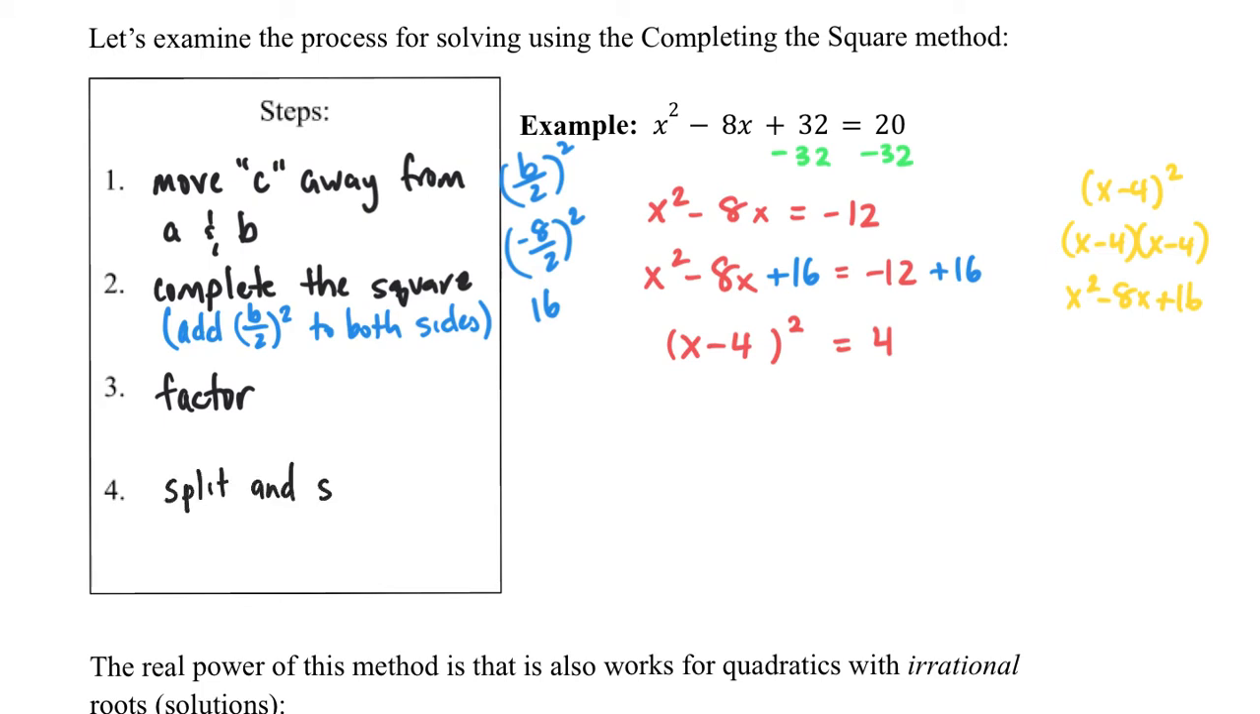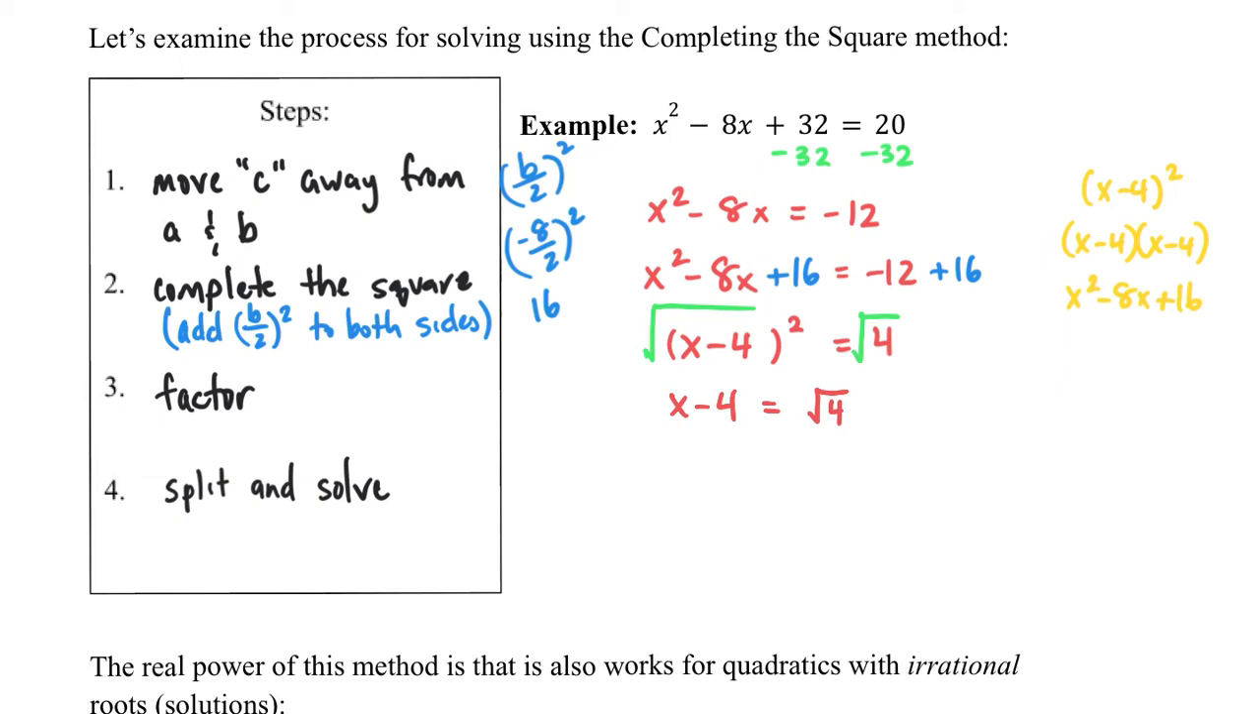Okay, so watch these last steps here. I'm trying to get x by itself. So in order to undo this squared that I have now, I need to take the square root of both sides. On the left-hand side, the square root and the squared undo each other, and I'm left with just x minus 4. And on the right-hand side, I have the square root of 4.